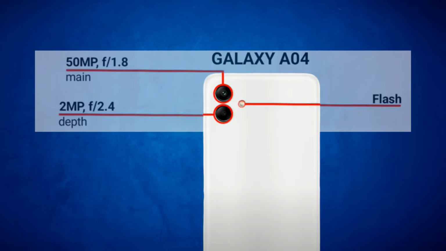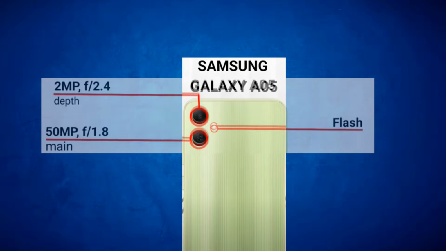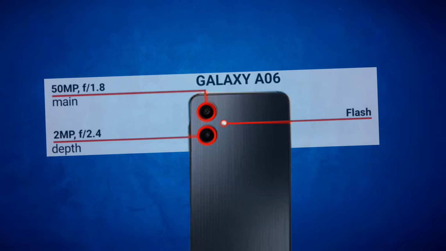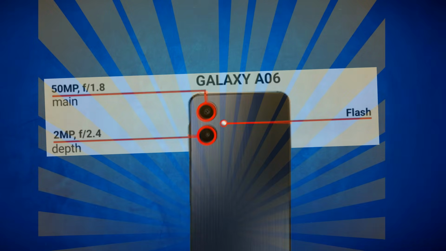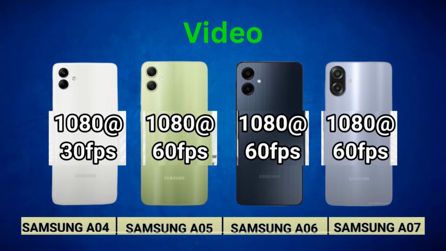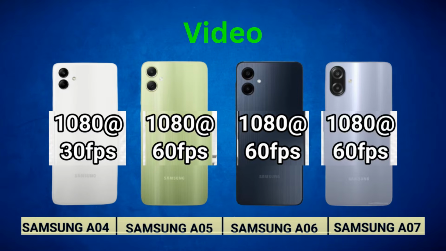Now for the camera. The A04 has a 50-megapixel main camera and a 2-megapixel depth camera, along with a flash. The A05 also has a 50-megapixel main camera and a 2-megapixel depth camera, as well as a flash. The A06 also has a 50-megapixel main camera and a 2-megapixel depth camera, as well as a flash. The A07 has the same, a 50-megapixel main camera and a 2-megapixel depth camera with a flash. When it comes to video, the A04 can shoot in 1080p at 30 frames per second. The other three phones can all shoot in 1080p at 60 frames per second.